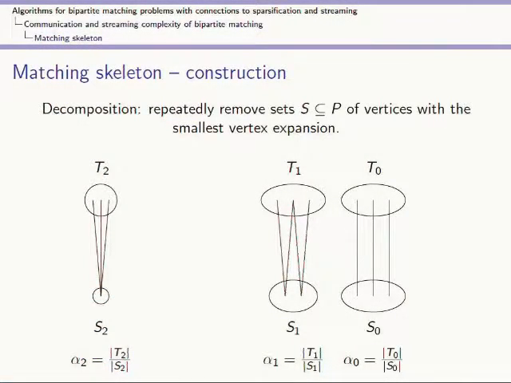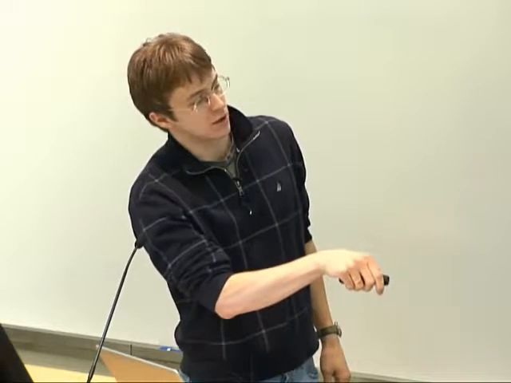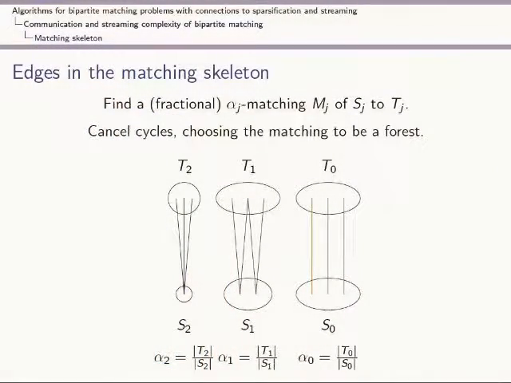Great. So this goes on until the remaining part of the graph has essentially the best possible expansion for such a graph, that is, expansion equal to the ratio of the sides of the bipartition. Okay, so this is the decomposition. Now, it can be shown, in fact, that the vertex expansion goes up as we do this process, and each piece in the decomposition has a vertex expansion, which is the ratio of the sizes of the sets in the bipartition. So in particular, there exists a fractional alpha j matching, where alpha j is this expansion, in each such subgraph. This matching can always be chosen to be a forest, just by canceling cycles. And the edges of this forest are exactly the edges of our matching skeleton. Right. So this is the construction.